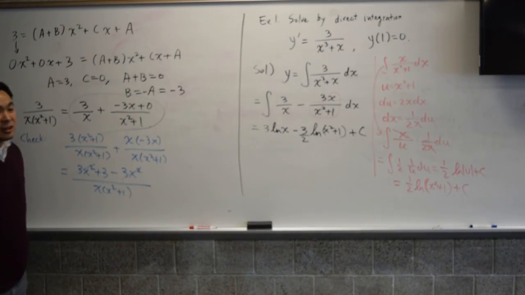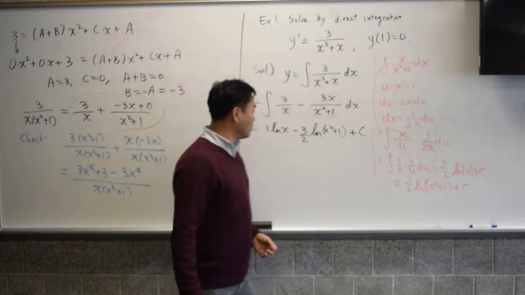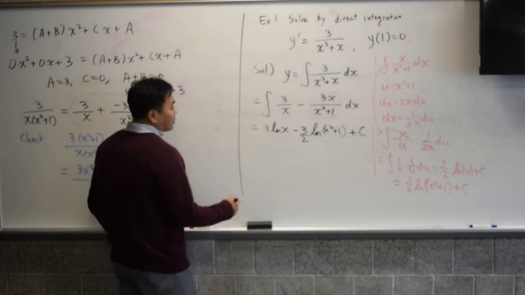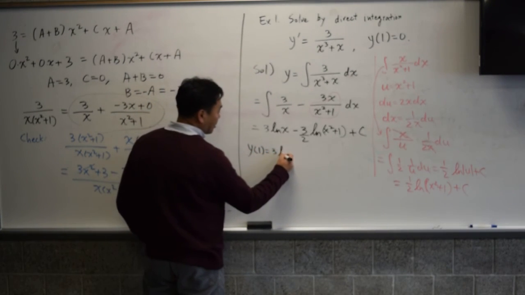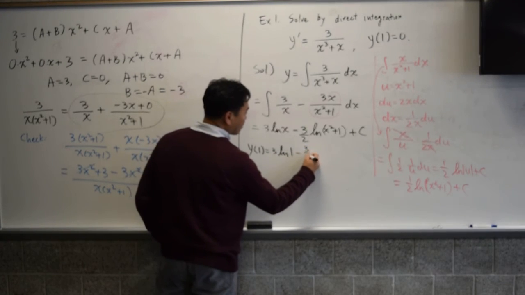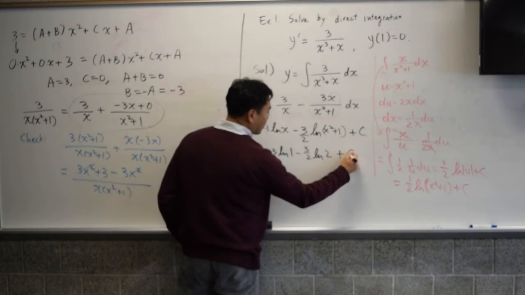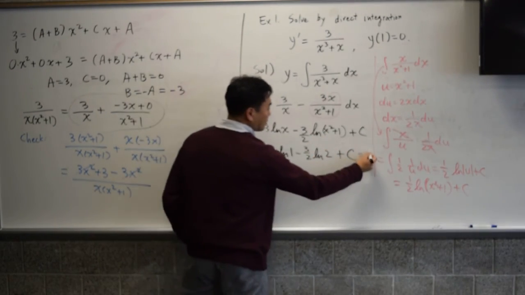Now we're still not done yet because there is this initial condition which you have to apply. So you should apply this. All right, so let's see. What's y of 1? y of 1 is 3 times ln of 1 minus 3 over 2 ln of 1 plus 1, that's 2, plus c. And that has to equal 0. That's what they want.